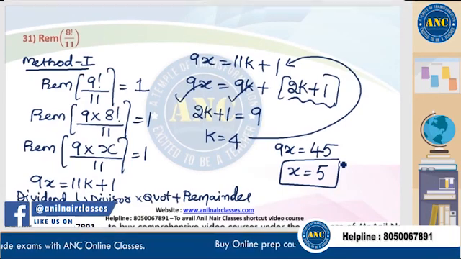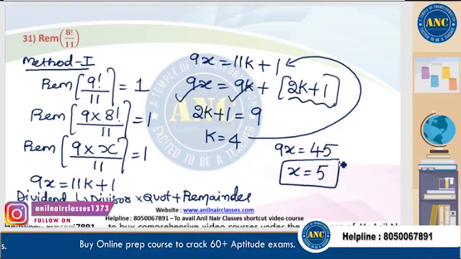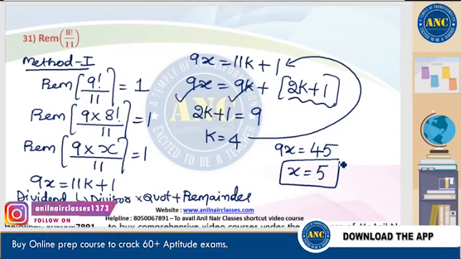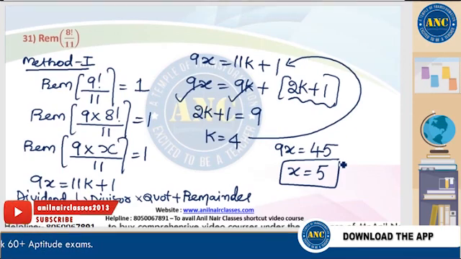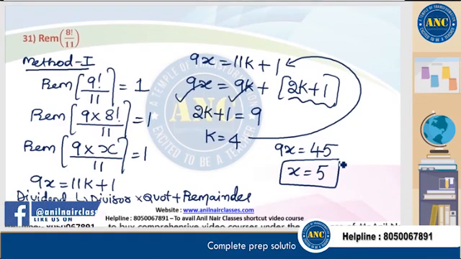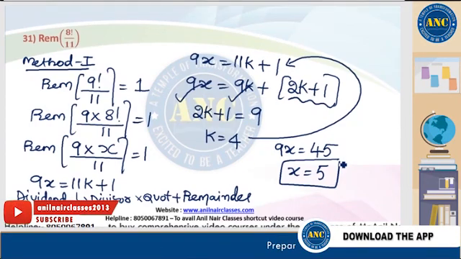Method 1, I am sure it is very clear to you. It is a step-by-step approach to solve an advanced level question. Basic we have completed, intermediate we have completed, now it is advanced level. 9x equals 45, so x is 5. Now see here, you don't need to do all this. Now I'll tell you a shortcut.